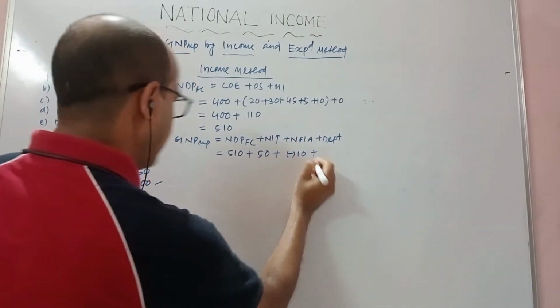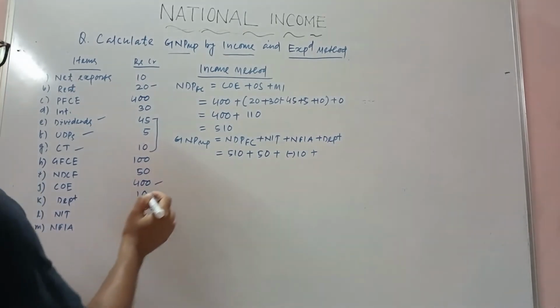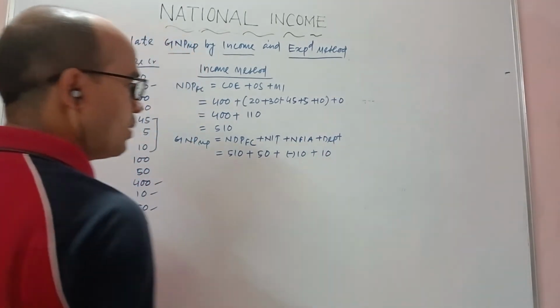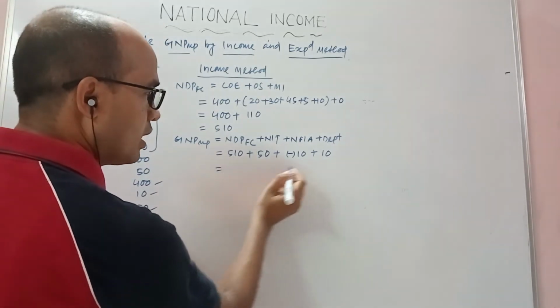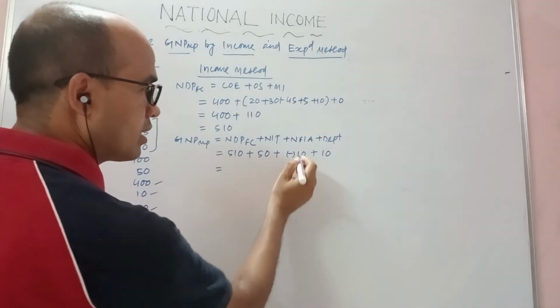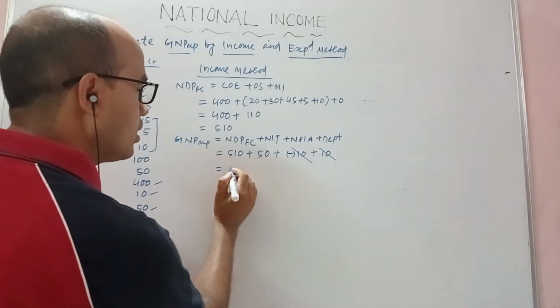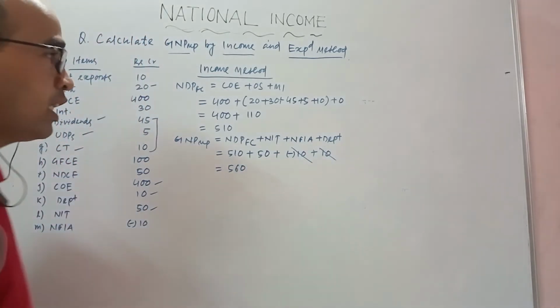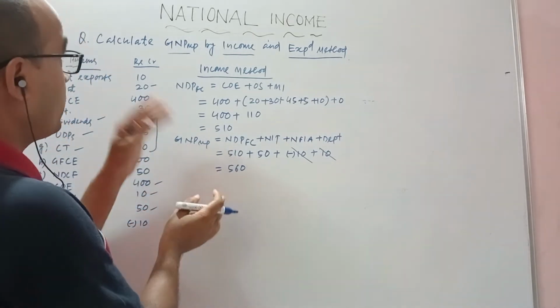After that, you write the depreciation that is mentioned. Depreciation is given as 10. So what happened here? Now you find out that minus 10 plus 10 can be deducted, okay, cancel. So there you find out 560 is the answer. So this is how we calculate GNPMP by the income method.